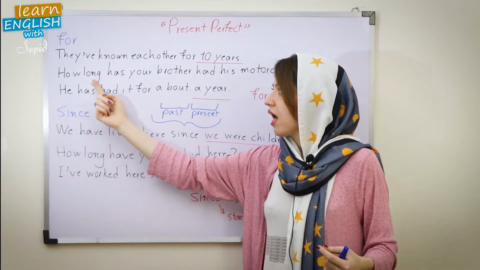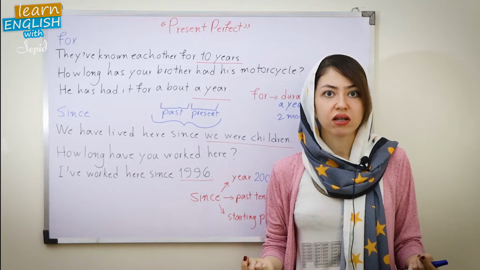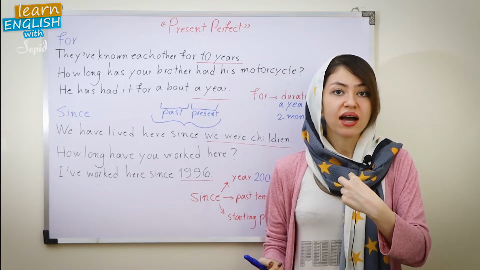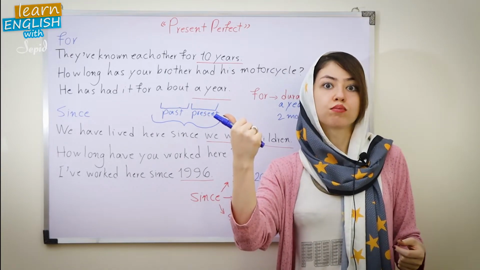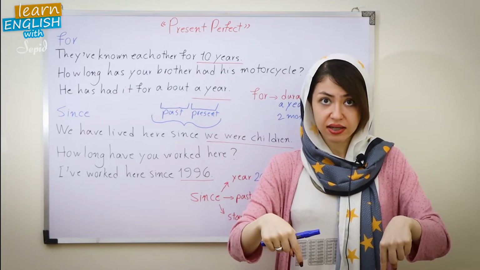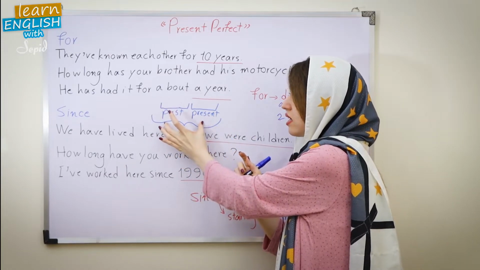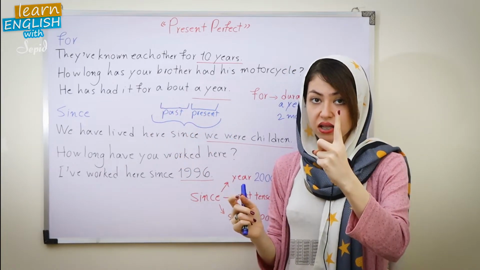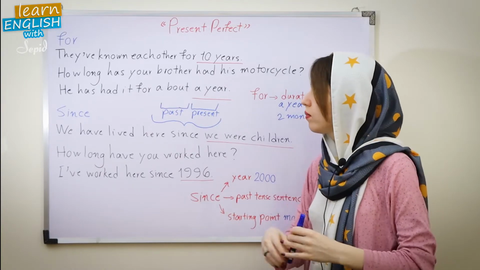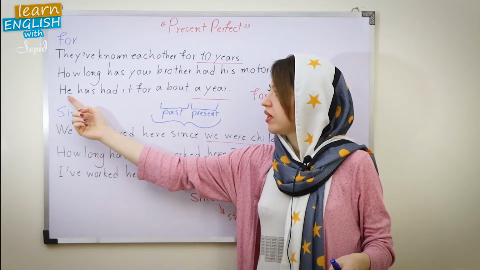And you would ask, how long has your brother had his motorcycle? It means I know that in the past your brother had this motorcycle and right now again he has that. So we are considering these two tenses as a single tense, okay? So let's see. And my answer would be like this.